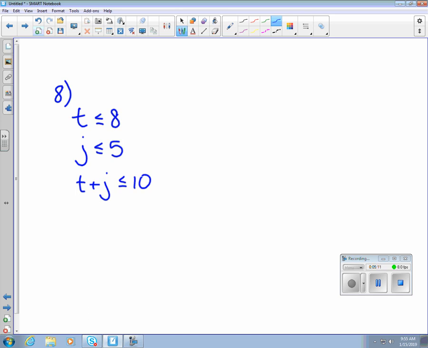And then the profit. When you do your profit function, that's how much money I make off a tap class and how much money I make off a jazz class. So then I'm going to have 180 T plus 250 J. Everybody okay so far?